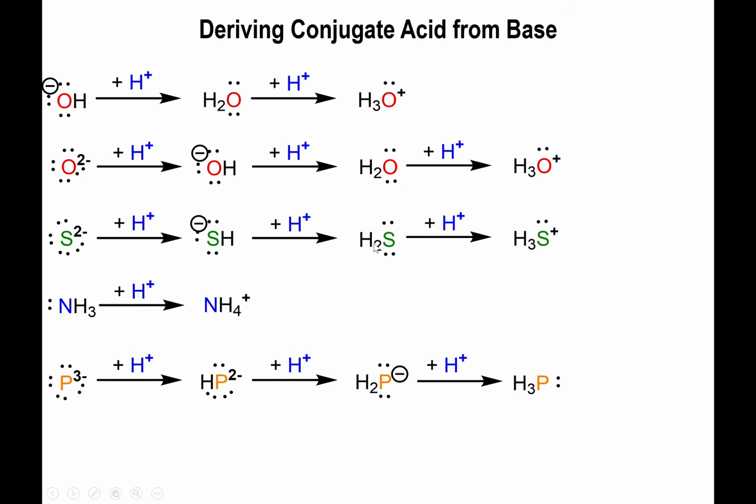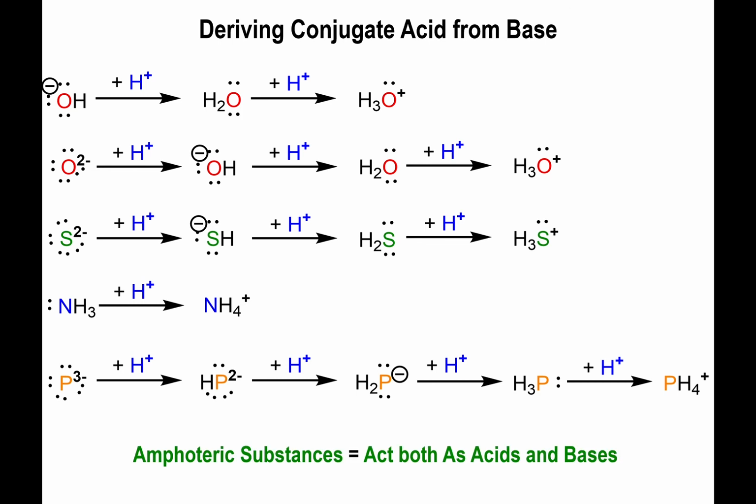So the same thing goes for hydrosulfuric acid. You can get to H3S plus, and for the hydrogen phosphide, you can get to what we call phosphine, and even take up an extra proton to go all the way to phosphonium ion.